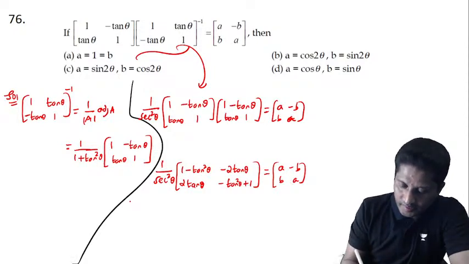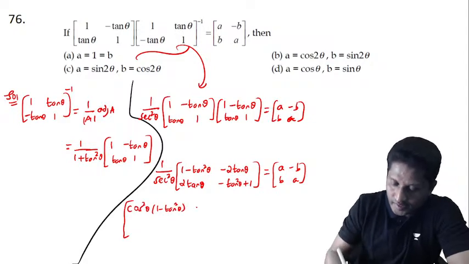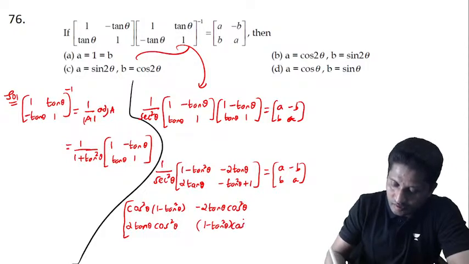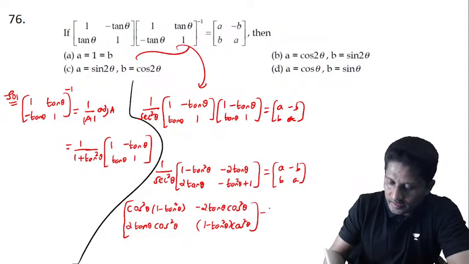Now if I multiply, this is equal to cos square into 1 minus tan square, minus 2 tan. 1 by sec is equal to cos. Again, this is equal to 2 tan, 1 by sec is equal to cos, so this is cos square. And 1 minus tan square, and 1 by sec is equal to cos, so this is cos square. The right side matrix will be equal to A minus B, B and A.